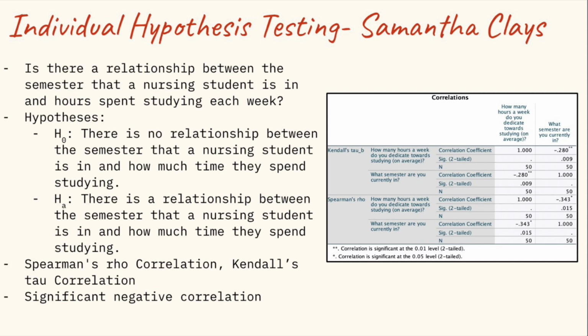Kendall's tau correlation was also tested and also indicated a significant negative correlation, where we got negative 0.28 and P equals 0.009. This reinforces the finding of students getting further into the program, but their average studying time tends to decrease. These results indicate a rejection of the null hypothesis. There is a significant relationship between what semester a nursing student is in and how many hours a week they dedicate towards studying. As students get further into the program, their hours spent studying decrease.